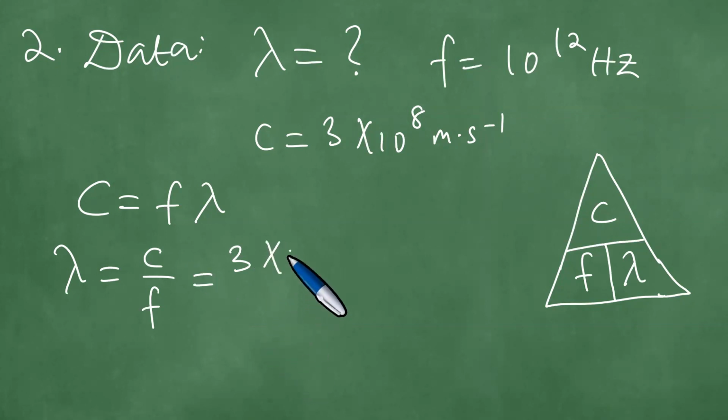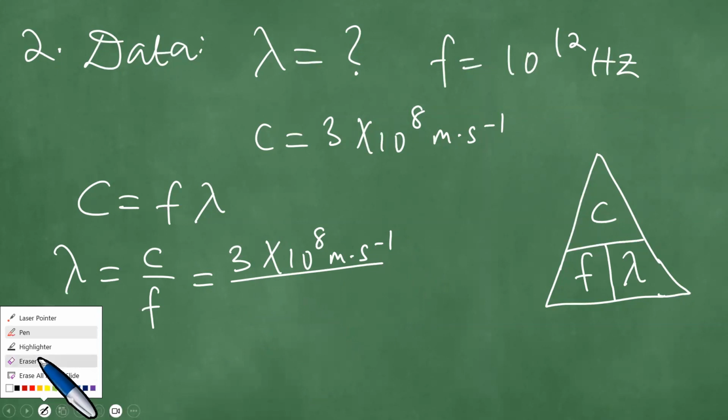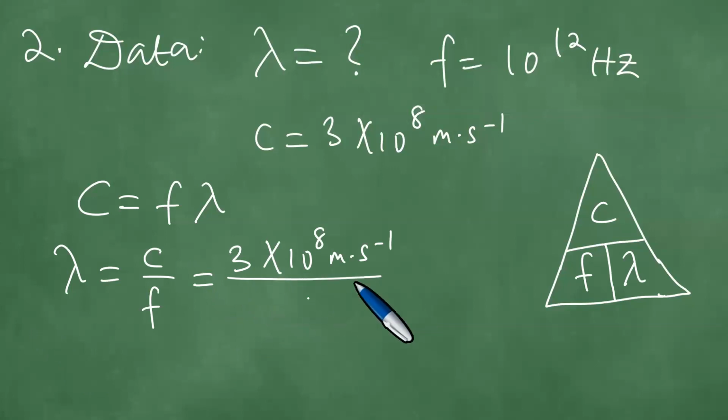Right, so the C is 3 times 10 to the 8th power meters per second divided by F, which is 10 to the 12th power hertz. So which means therefore lambda is equal to 3 meters. What do you think the answer is, Luyando?